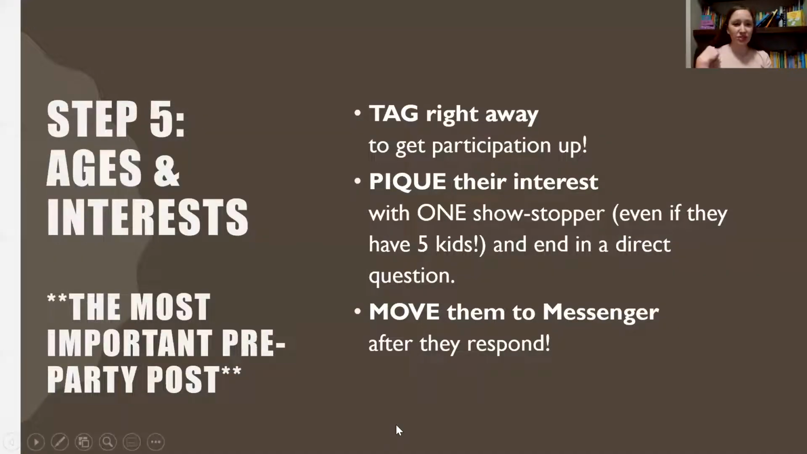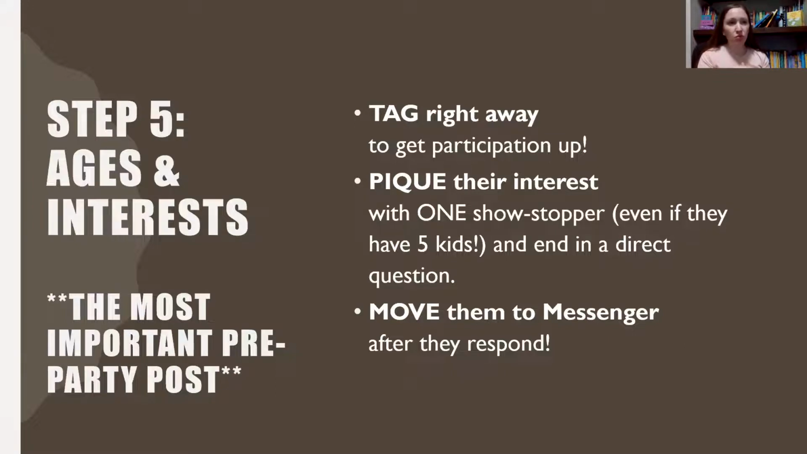All right. Step 5 is ages and interests. This is the other most important part of our party. I've had hostesses ghost me for so long that this was the only pre-party post, and that's totally fine. It's the only one you need. You want to be able to start learning about their kids so that you can serve them. You can make great wish lists for them. So the first thing we do is we tag them right away. That gets participation up as soon as possible.